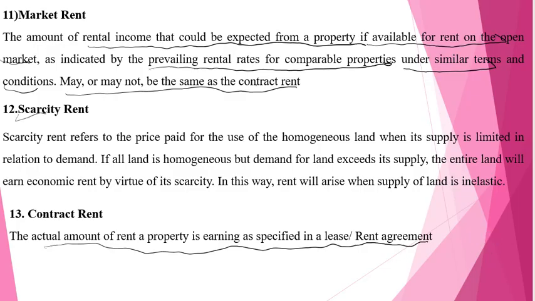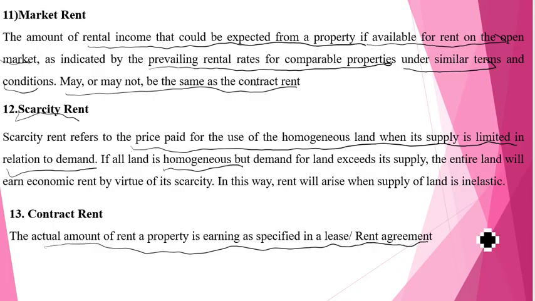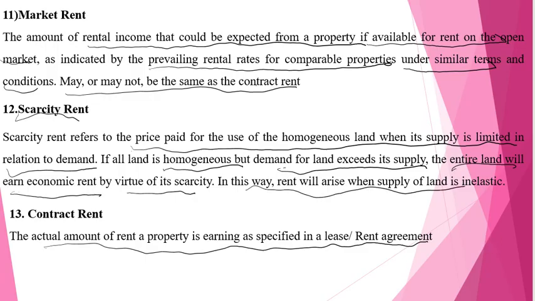Scarcity rent. It refers to the price paid for the use of homogeneous land when its supply is limited in relation to demand. If all the land is homogeneous but demand for land exceeds its supply, the entire land will earn economic rent by virtue of scarcity. So in this way, rent will arise when the supply of land is inelastic.